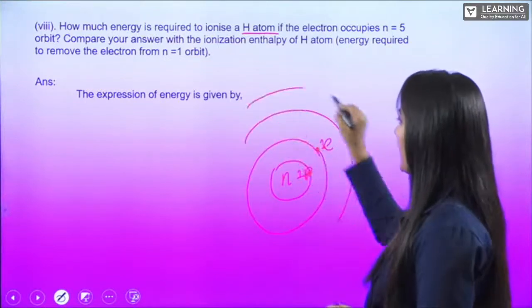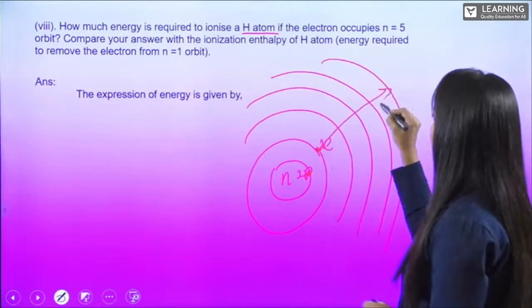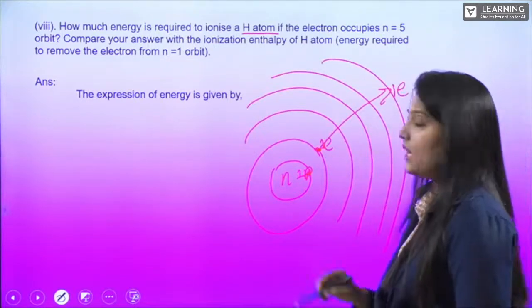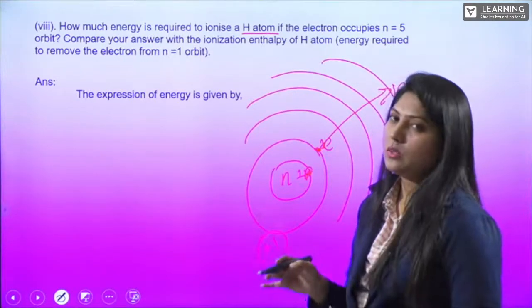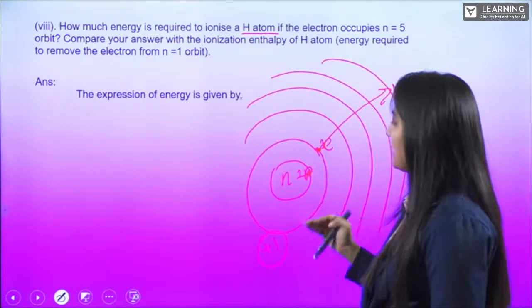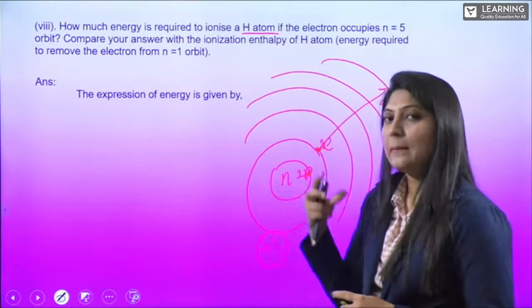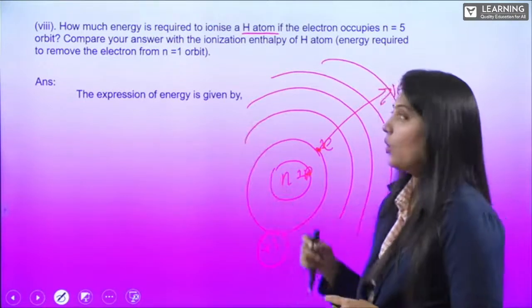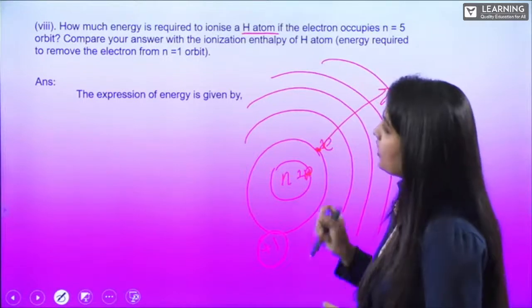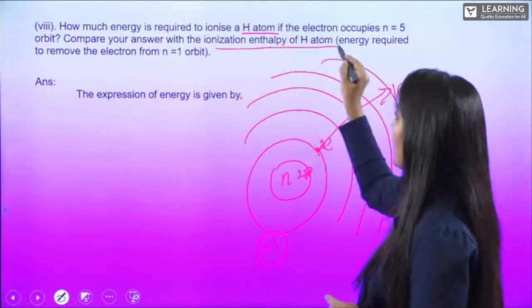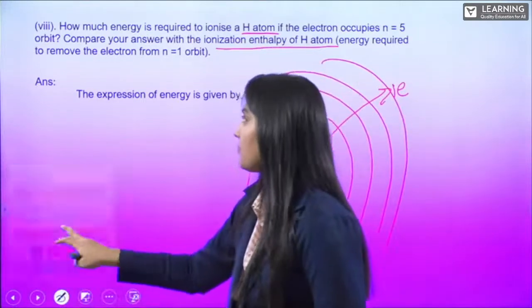That means this electron should jump to the 5th orbit and then we can say the hydrogen has almost acquired a positive 1 charge. So that is what they are saying, if you have to ionize the hydrogen atom by shifting one electron to the 5th orbit. And compare your answer with the ionization enthalpy of hydrogen atom, what is being given. We'll just check it.